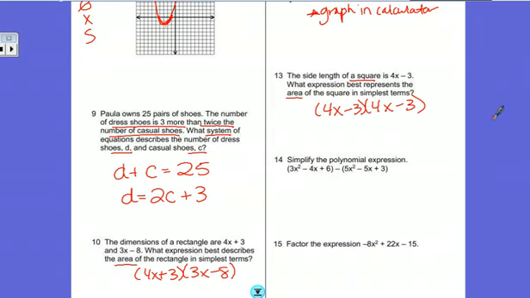Number 14. This is adding and subtracting polynomials. So the first thing I'm going to do is rewrite this first part: 3x squared minus 4x plus 6.